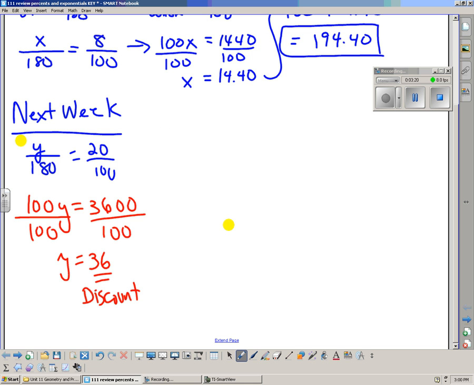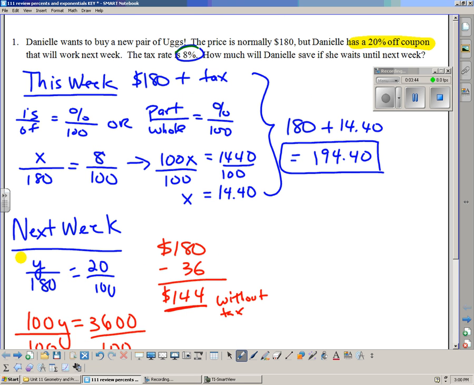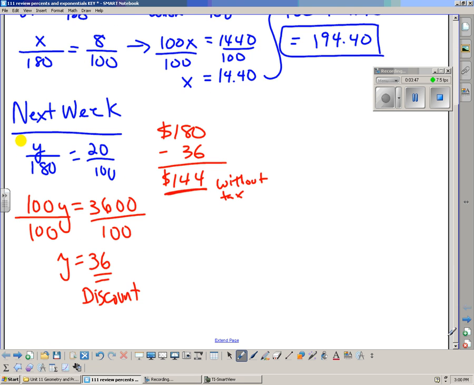But this is a discount. So my original Uggs were 180 minus 36 is 144. But this is the price without tax. I need to pay the tax on this. So now we have to go back and do the tax. The tax rate was, as we said, still 8%. But now it's 8% on $144. So I still go, I'll call it T for tax. T over 144 equals 8 over 100.